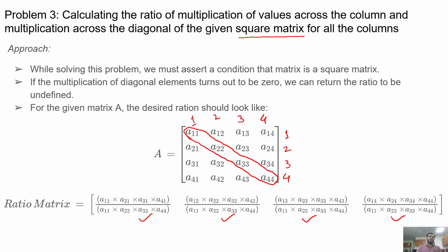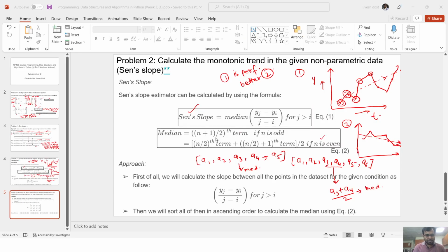But one more thing we need to be careful about: if any term in the diagonal, like A11 or A22 or A33 or A44, is, let us say, 0, then it should terminate the program, because such a ratio is not even defined. So we need to be careful about that. We should provide it as a condition in our program. So we'll see how it actually looks in Python.